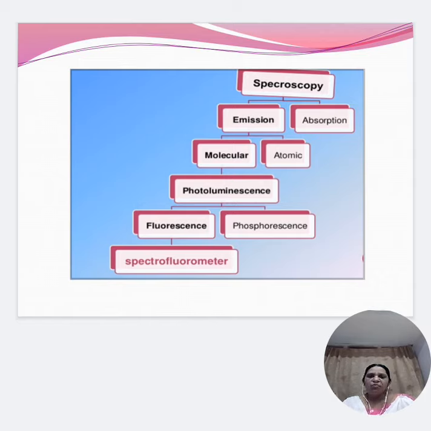So, photoluminescence effect. Under the classification of photoluminescence effect, the most important types are phosphorescence and fluorescence. It is being classified into fluorescence and phosphorescence. Under the fluorescence, we have the classification of spectrofluorometers.